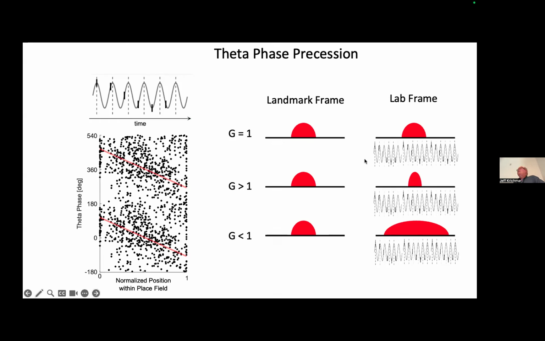Now, the theta rhythm doesn't change much during these manipulations. So what this means is when the rat runs at g of 1, it goes through a certain number of cycles of theta. When g is greater than 1, the number of cycles of theta is much less. At g less than 1, the rat runs through the field, there are many more cycles of theta. The question is, how does the system react to that? What happens to this phase precession?